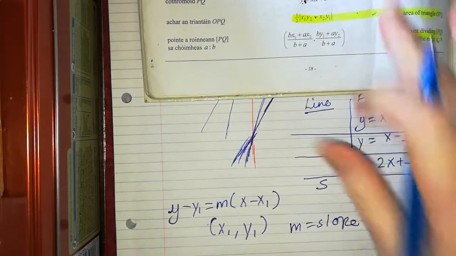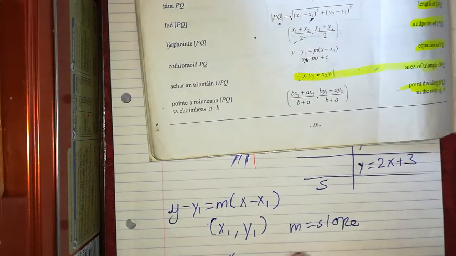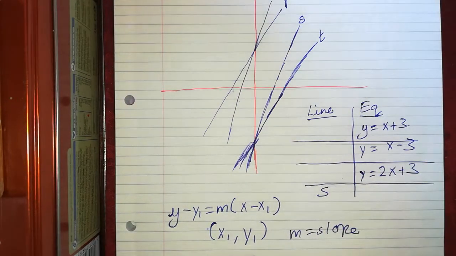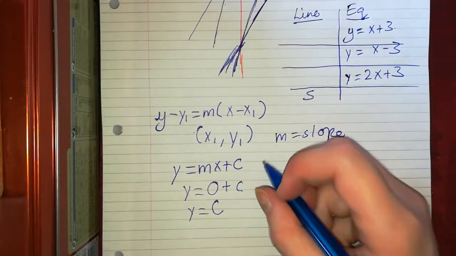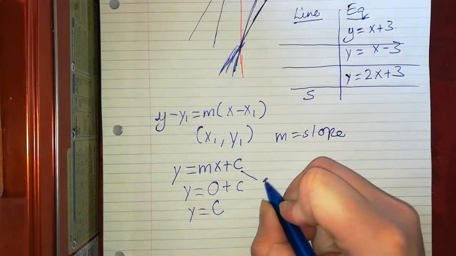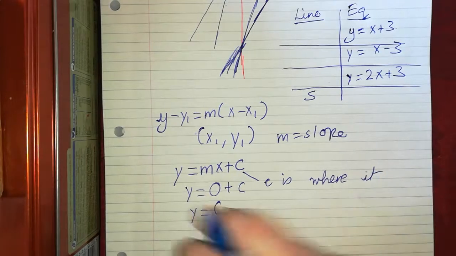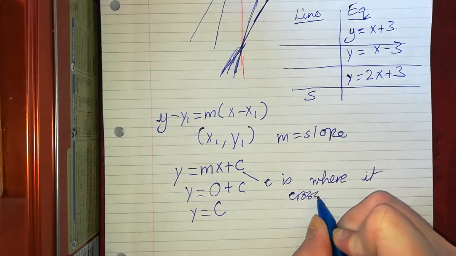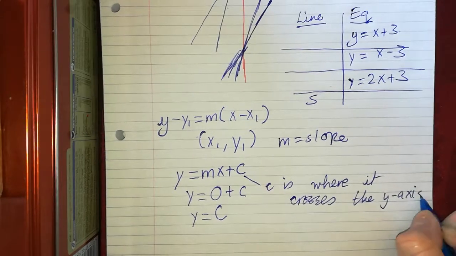But there's also another equation, y equals mx plus c. When a line is in the form y equals mx plus c, if we let x equal 0, y is just equal to c. So c is the point where it crosses the y-axis, only when it's in the form y equals mx plus c, and then m is the slope.